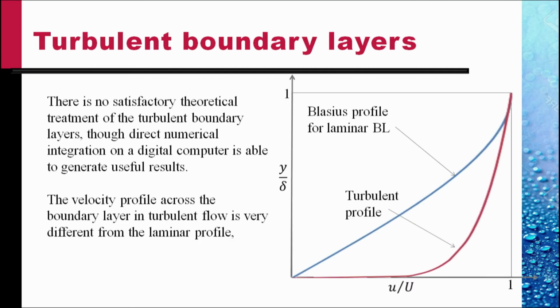First of all, notice that the velocity profile across the boundary layer in turbulent flow is very different from the laminar flow. The Blasius profile is shown in blue, and the turbulent profile is shown in red. The slope delta u by delta y at the wall, that is at y equal to 0, is very sharp, and then the growth is slow.